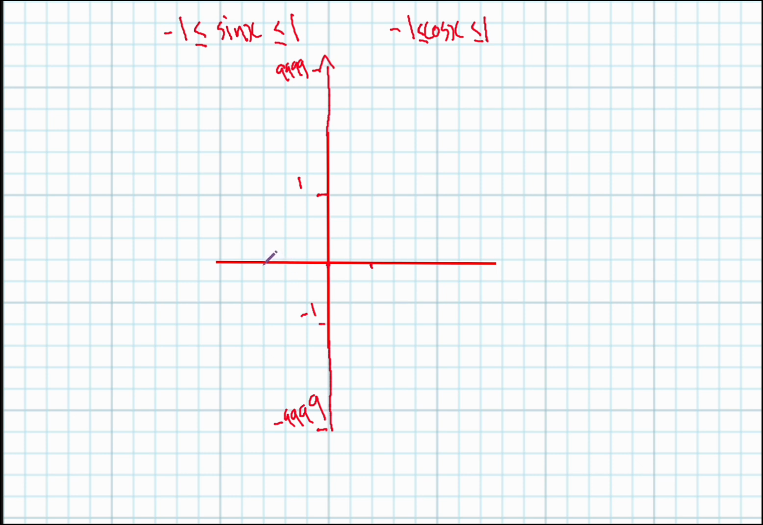Here we have negative 90. And here we have positive 90. So I need you to notice this about tan. Tan repeats every 180 degrees, because this is what it looks like.